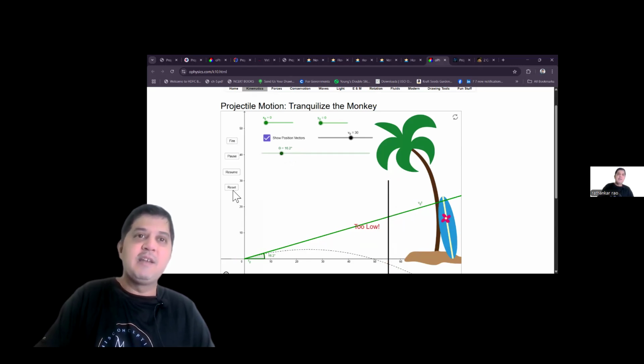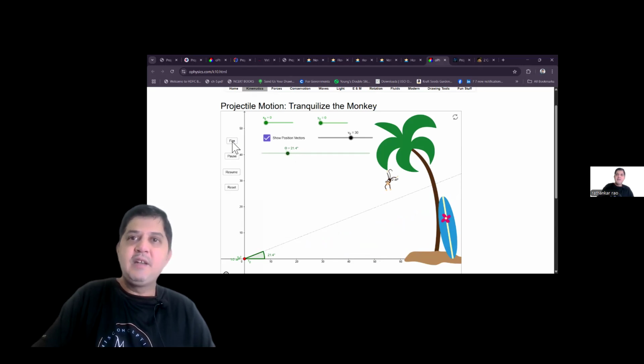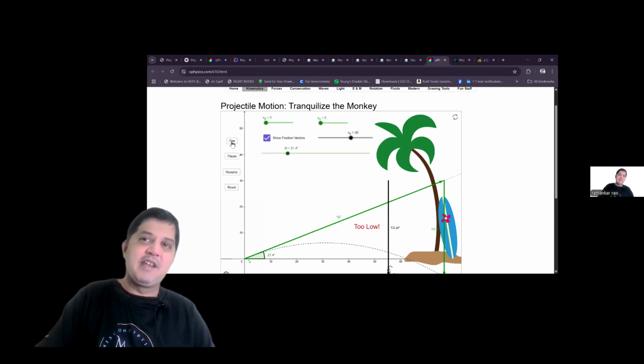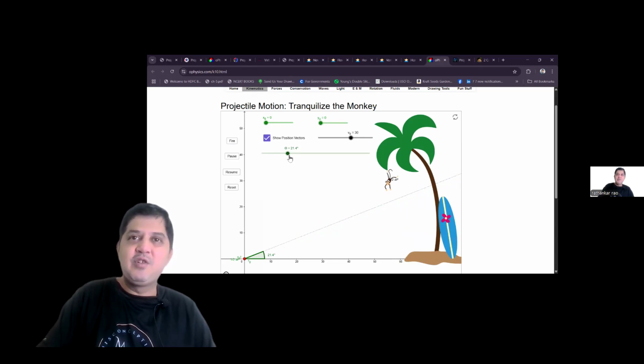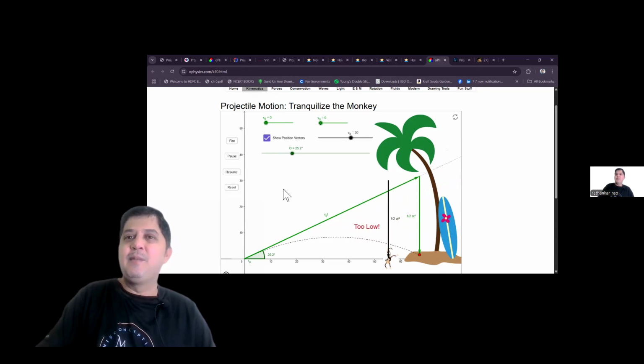Now let me reset this once again and change the angle. It says too low, right? If I keep it at 21.4 degrees and fire, you see, it missed. It's once again too low. Okay, let me reset this. It's really wonderful to play such games. Let me point it exactly to its tail. Do you think it will hit? I don't think so. Let me point it to its arms instead. Now let me fire. No, it still missed.